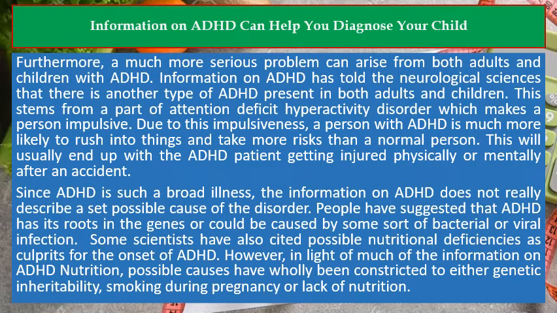Since ADHD is such a broad illness, the information on ADHD does not really describe a set possible cause of the disorder. People have suggested that ADHD has its roots in the genes or could be caused by some sort of bacterial or viral infection. Some scientists have also cited possible nutritional deficiencies as culprits for the onset of ADHD. However, in light of much of the information on ADHD nutrition, possible causes have wholly been constricted to either genetic inheritability, smoking during pregnancy, or lack of nutrition.